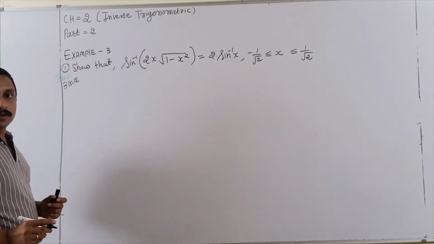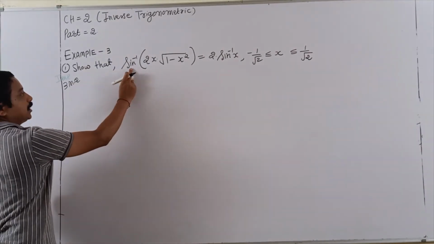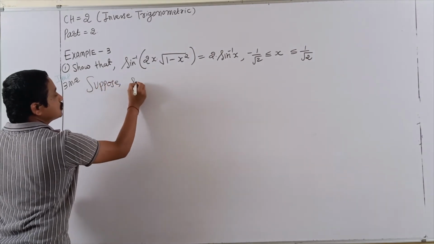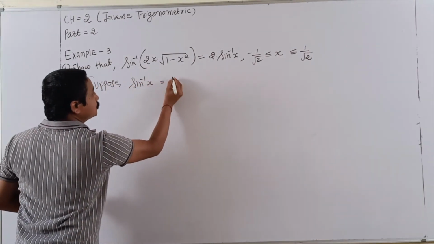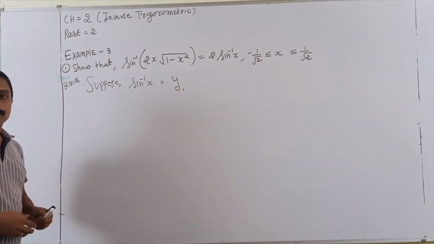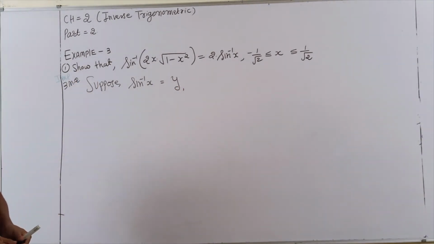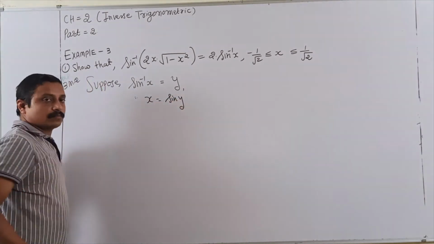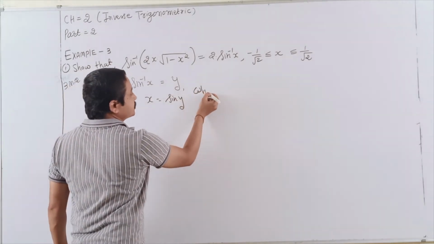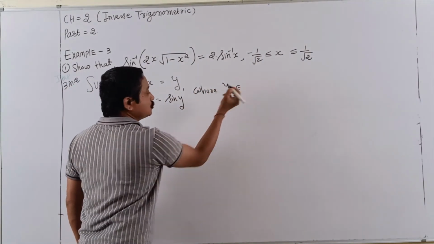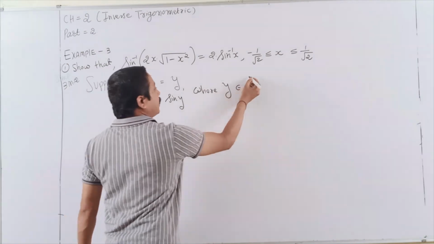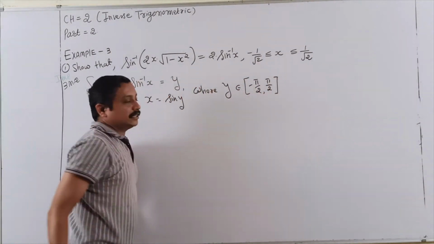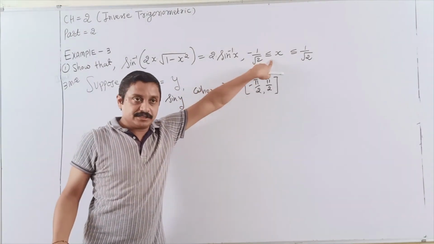So I am going to start now. Related to sine inverse proofing, that's why I start first of all. Suppose sine inverse x is equal to y, or theta. So what is x? It is sine y, where my range is y belongs to minus pi by 2 to pi by 2, and that range is used in these conditions.